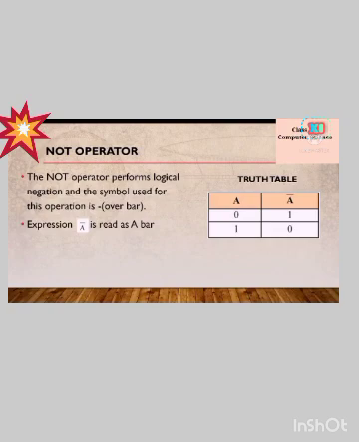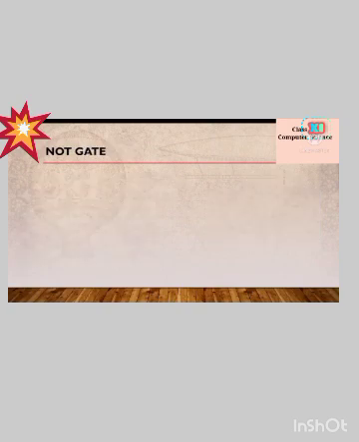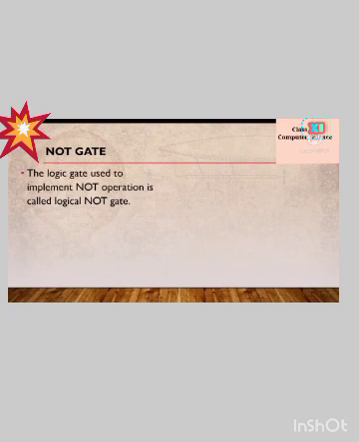The expression A complement is read as A bar. Complement is also read as A dash. We can represent A complement as A dash. We can say A dash or A bar. NOT gate is also called inverter. So A bar or A dash. NOT gate.